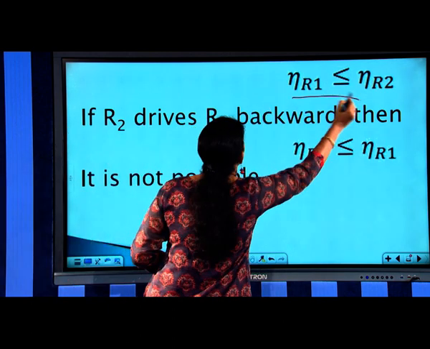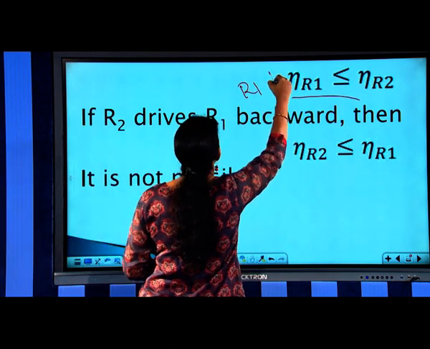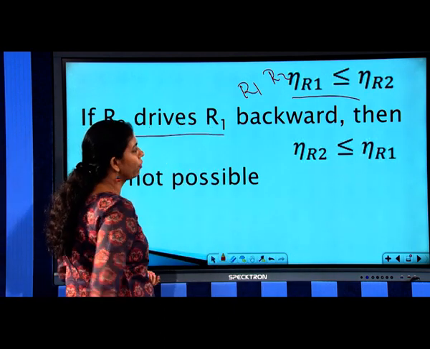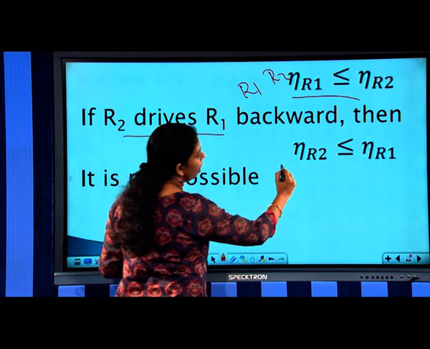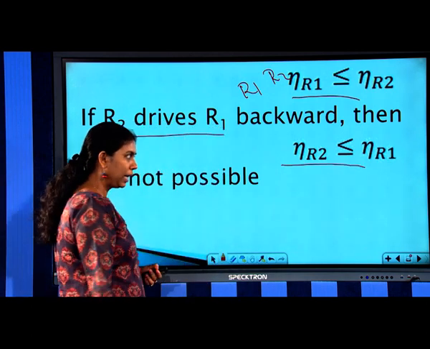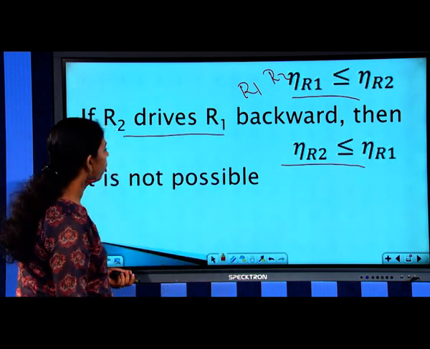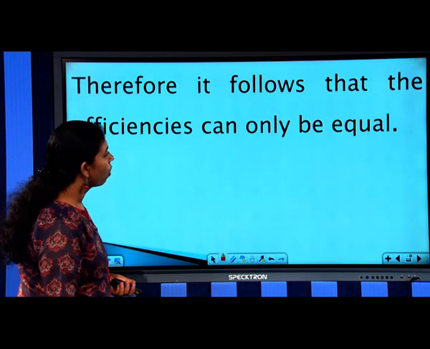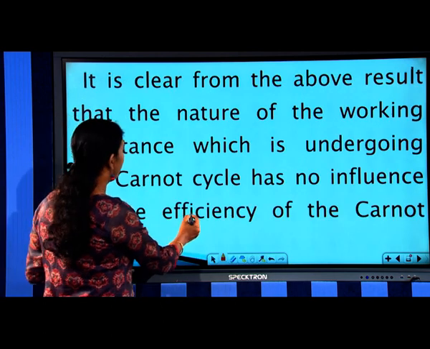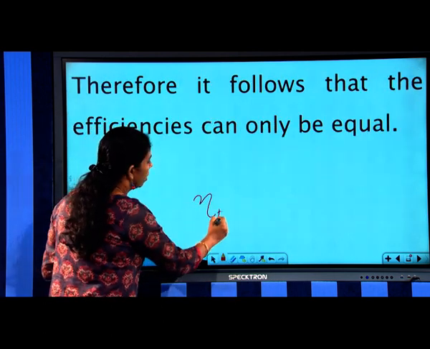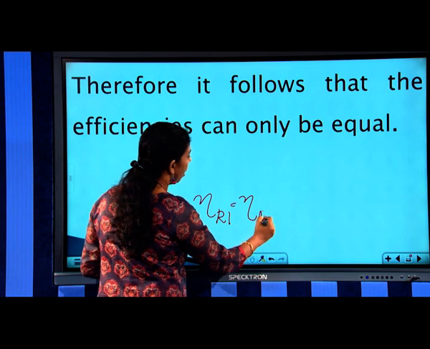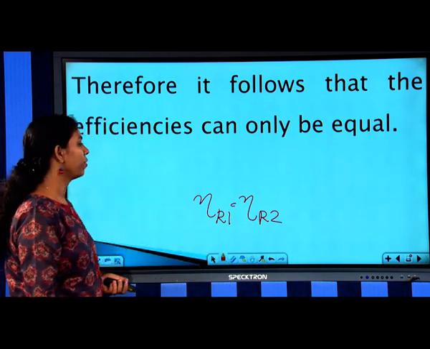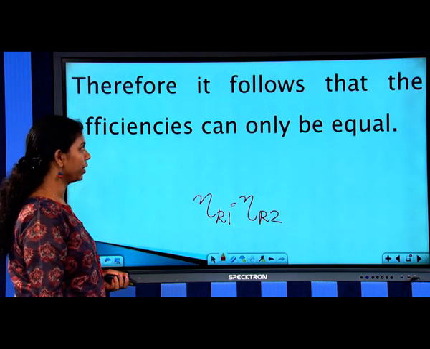Here R1 drives R2 backward. Then if R2 drives R1 backward, then eta R2 is less than or equal to eta R1. So, it is not possible. Therefore, it follows that the efficiencies can only be equal. That is, eta R1 is equal to eta R2. The efficiency of the first reversible engine will be equal to the efficiency of the second reversible engine.